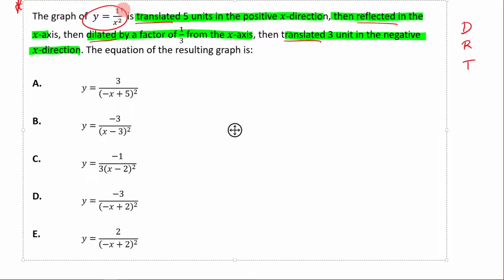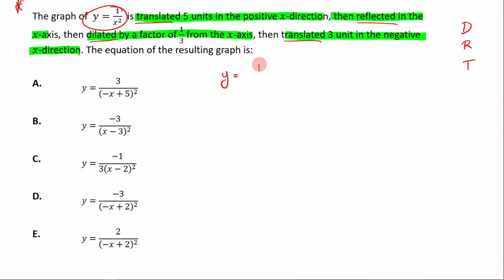We know that we're beginning with this: y is equal to 1 on x squared. The first thing that we're going to do to it is translate it 5 units in the positive x direction. So that means what we're going to end up with is 1 on (x minus 5) squared, because that's what it means to move it 5 units in the positive x direction. We replace the x with x minus 5.